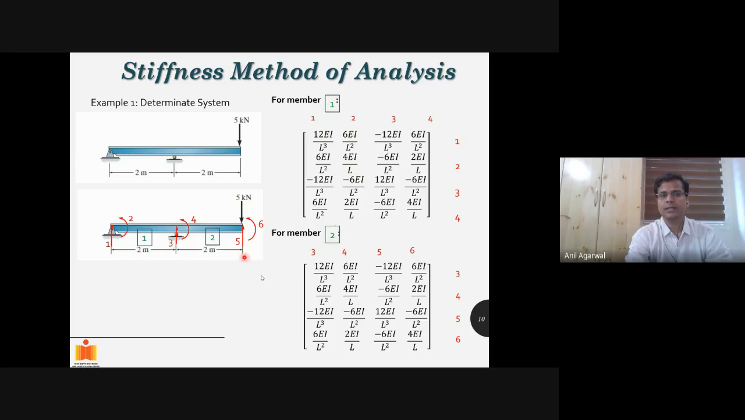Likewise, we write the stiffness matrix for member 2. This is member 2, and the stiffness matrix is basically the same because EI is the same and length is the same. So 2 meters is 2 meters. Anyway, that is not incorporated yet. Since it's a plane beam, you get the same stiffness matrix. The only thing that changed is that the individual rows and columns now belong to degrees of freedom 3, 4, 5, 6, 3, 4, 5, 6. Earlier they belonged to 1, 2, 3, 4, 1, 2, 3, 4. Any questions so far?